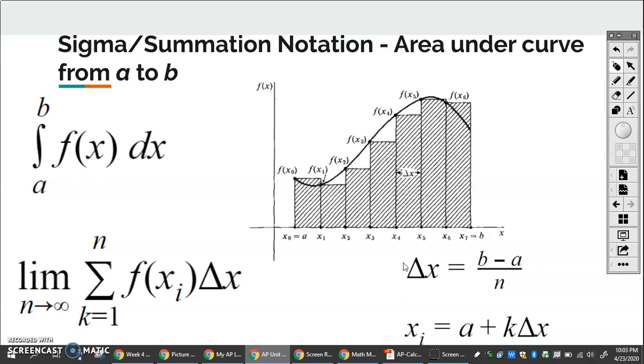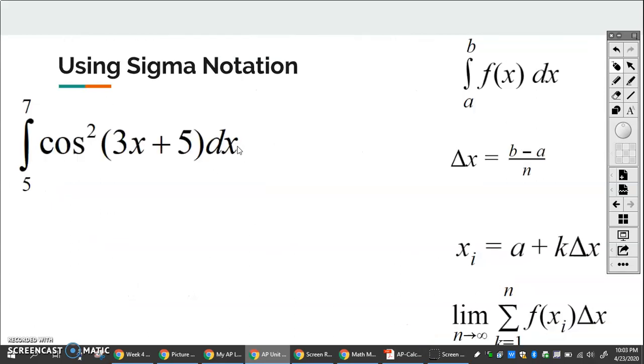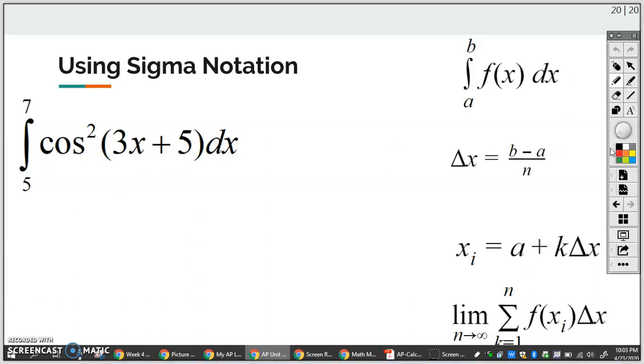The main thing for sigma notation is being able to find delta x and then using delta x to find x sub i, and then just plug that into your equation. The way you'd see it on an AP exam would either give you a problem like this and ask you to write it in sigma notation, or do the opposite of that. If you're trying to write it in sigma notation, the first thing you're going to want to look for is delta x. You can usually just get a point as long as you figure out what delta x is.